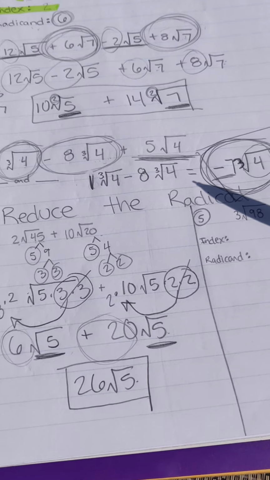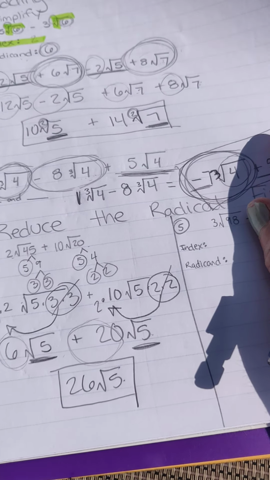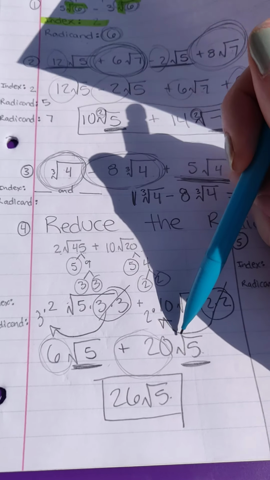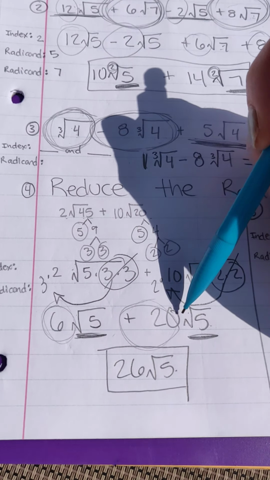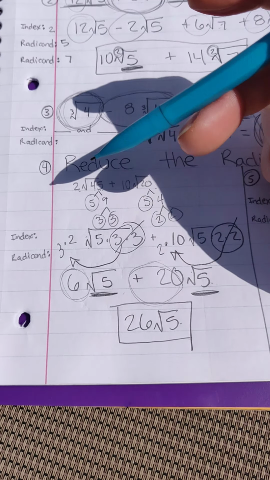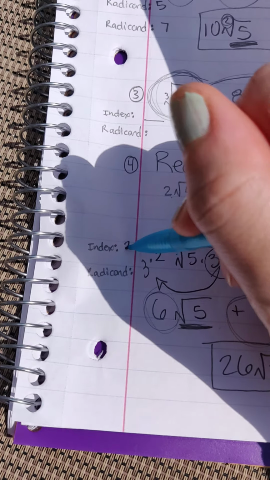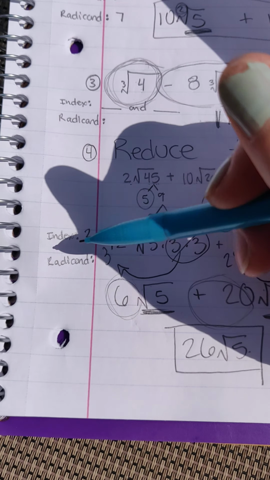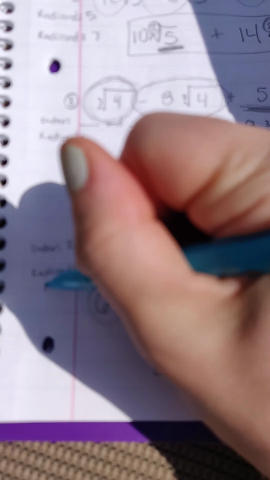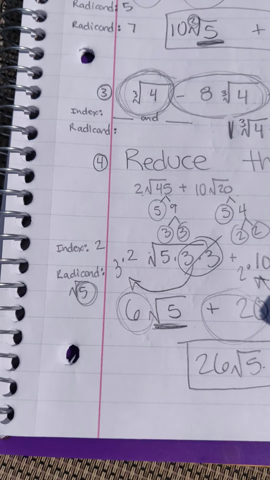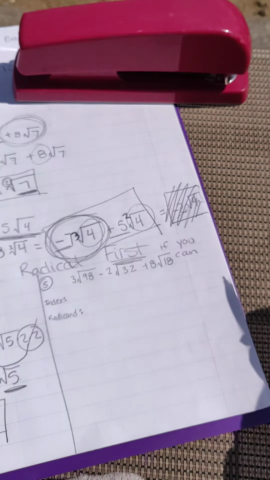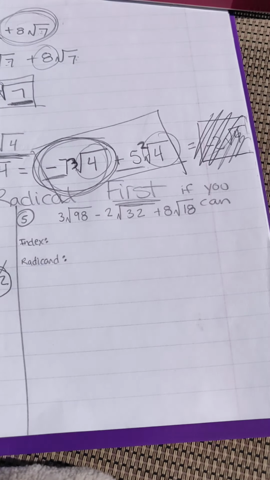All right. We've got to answer the index. So the index is a 2 because that's the 2nd root. It doesn't specify any other number. So for index, we can write 2. And then for radicand, the number under the square root is 5. So that means our radicand is 5. All right. Moving on to number 5.